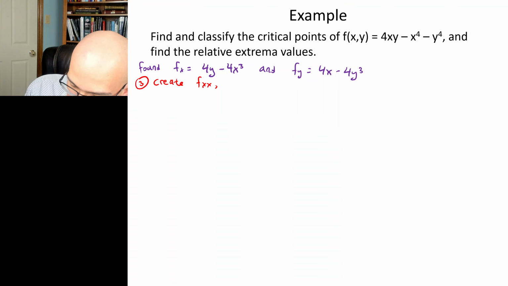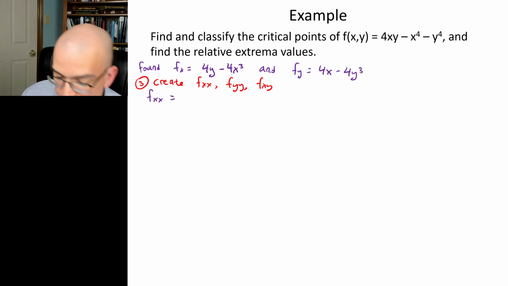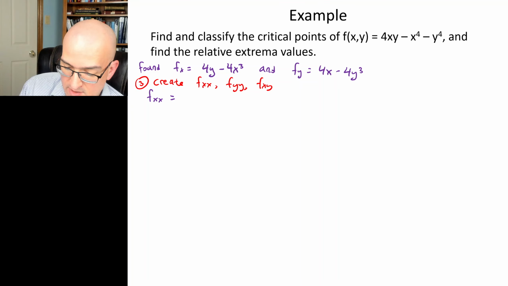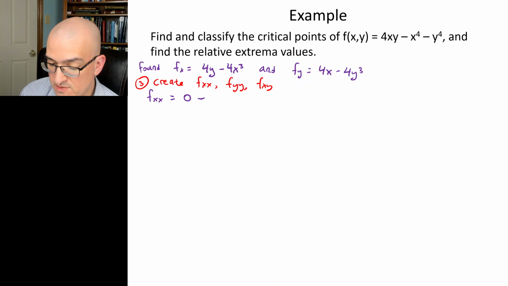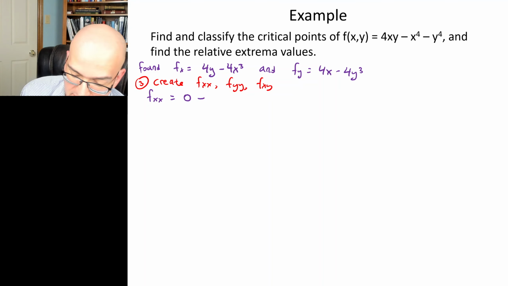f double x, f double y, fxy. So f double x, we take the x derivative of f sub x. The x derivative of 4y is 0. There's no x in there, it's a constant. The x derivative of 4x to the power of 3 is going to be 12x squared. So we got a nice negative 12x squared.